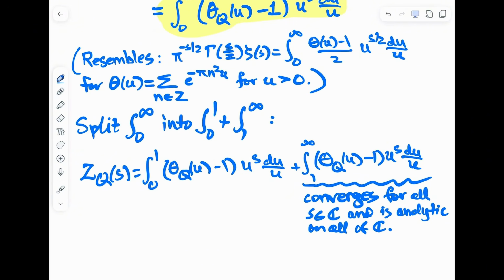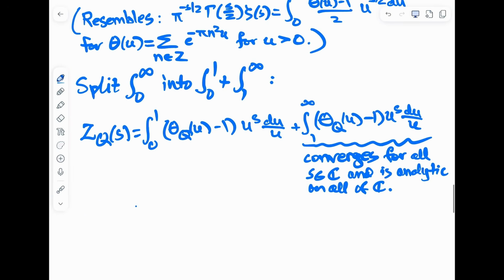So when I split up the integral, the second part is actually convergent and analytic for all s. The first part, of course, I'm going to want to do a change of variables. So I want to change u to 1 over u. So that 0 becomes infinity, 1 becomes 1. If I change u to 1 over u, u to the s becomes u to the minus s. And when you swap u with 1 over u, du over u becomes minus du over u.